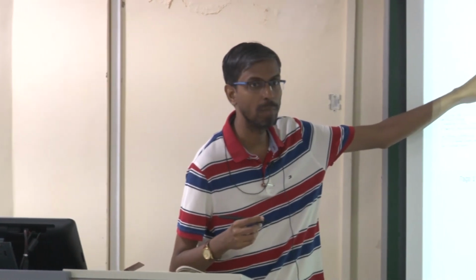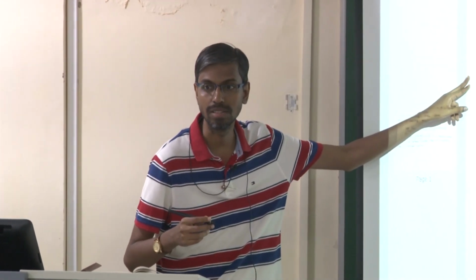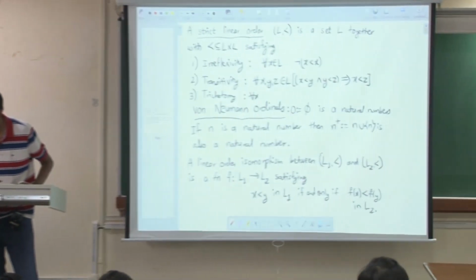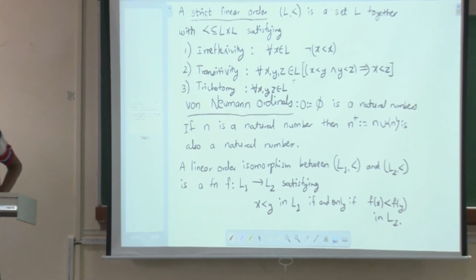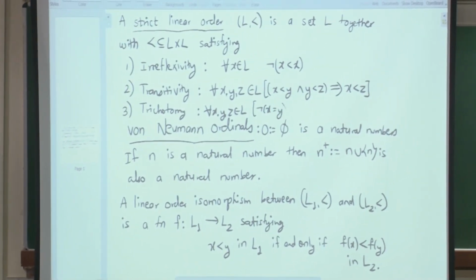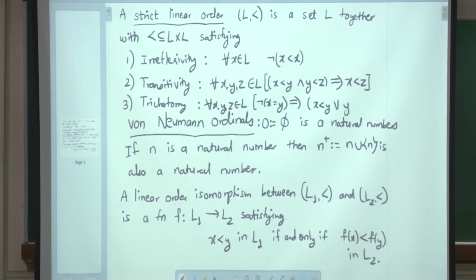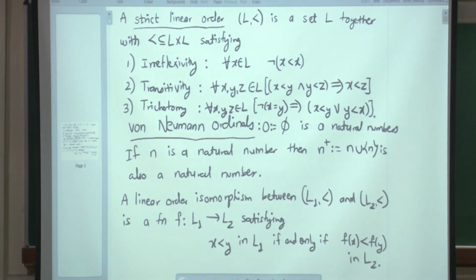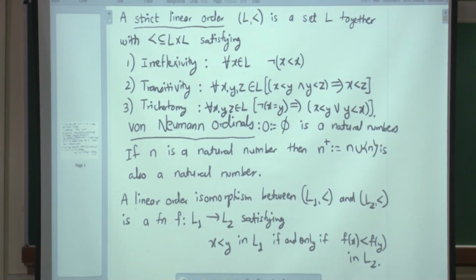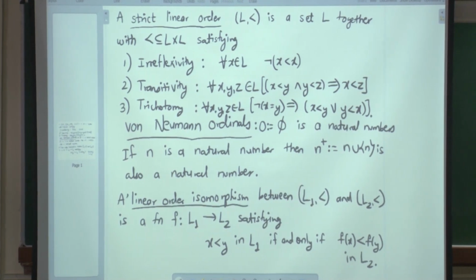By the way, I forgot something. The first two properties here only define a strict partial order and not a linear order. I missed the third property, and that third property is trichotomy. Very good. So for all x, y in L, if x is not equal to y, then either x is less than y or y is less than x. Yes, okay. Sorry about that. So this is a strict linear order isomorphism here.